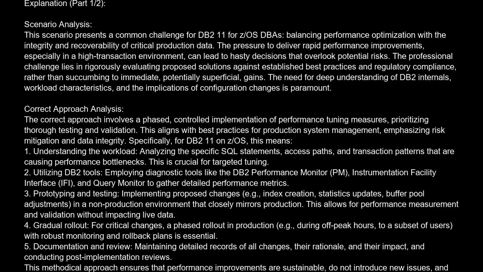5. Documentation and review. Maintaining detailed records of all changes, their rationale, and their impact, and conducting post-implementation reviews. This methodical approach ensures that performance improvements are sustainable, do not introduce new issues, and maintain compliance with data governance and audit requirements. Incorrect approach analysis.